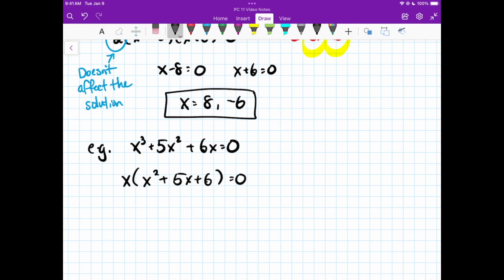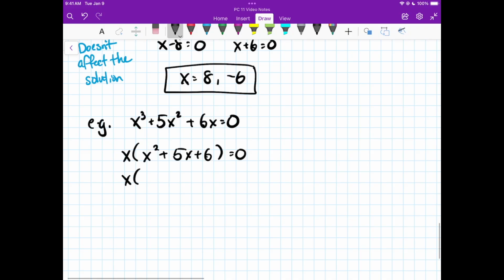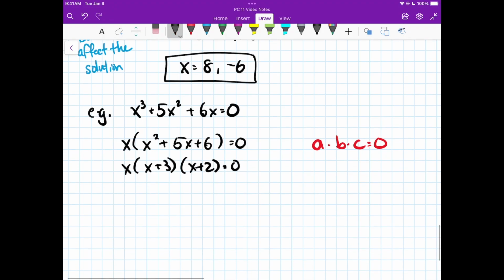You're going to want to factor the 5x and 6. It's going to get you x times x plus 3 times x plus 2 equals 0. And so that common factor we got to think about now. So now it's not 2 times a times b, it's a times b times c equals 0. So we're multiplying 3 things. All of them have variables. All of them could be 0. And so the logic and the principle is exactly the same. If you're multiplying 3 things and getting 0, one of those 3 things has got to be 0.